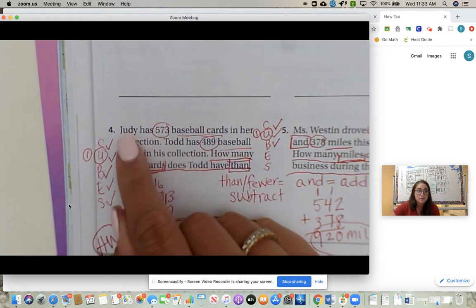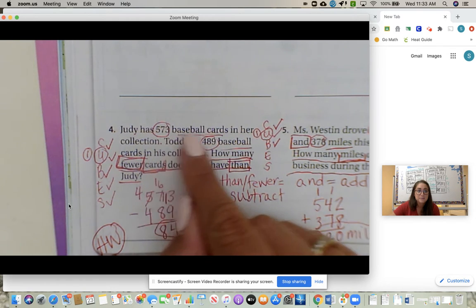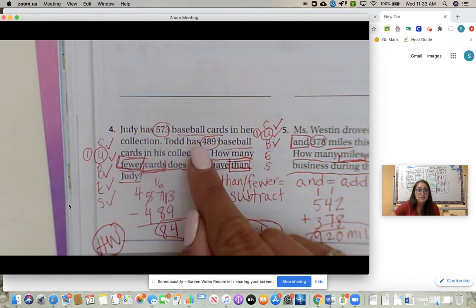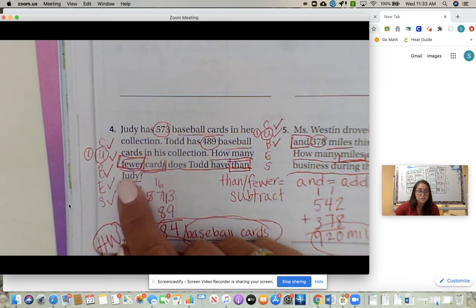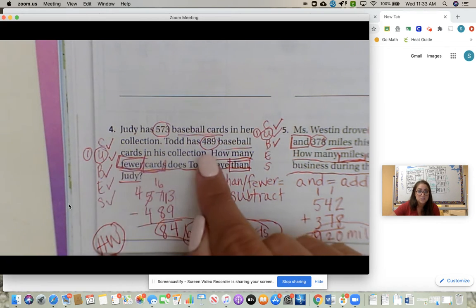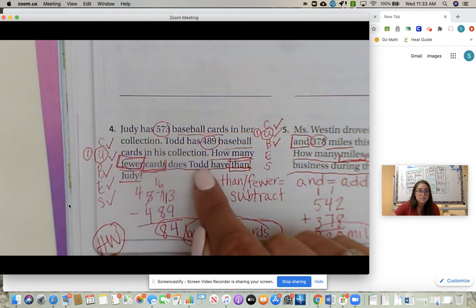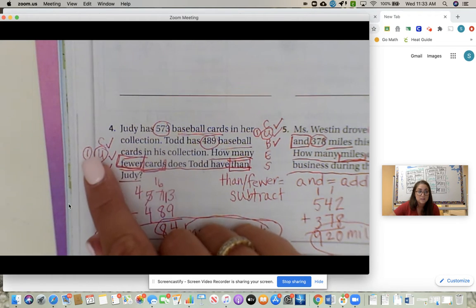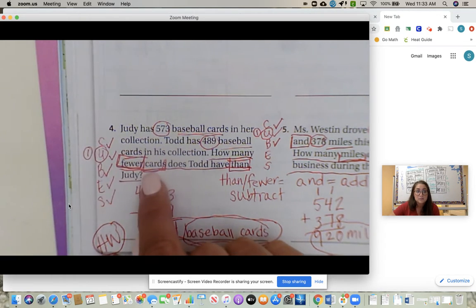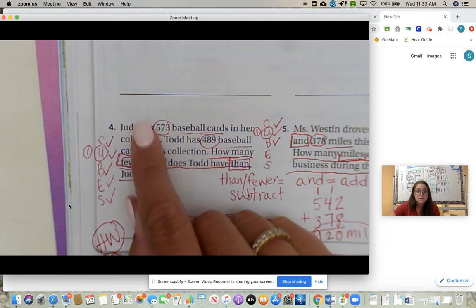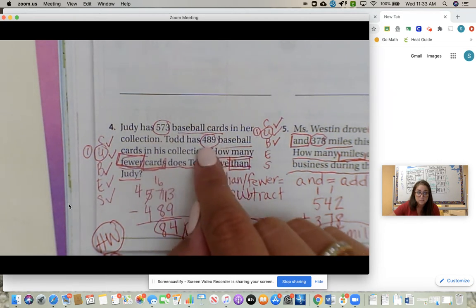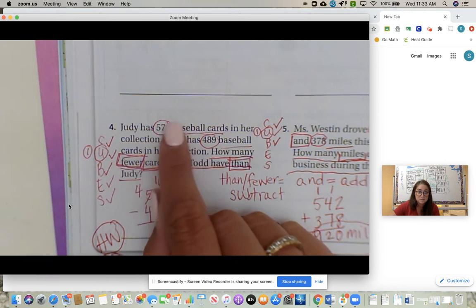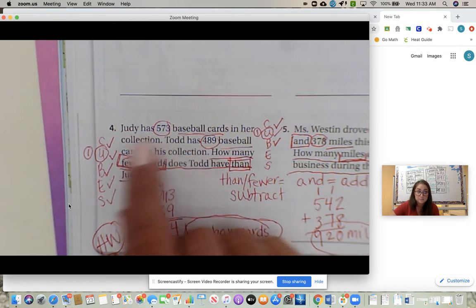All right, so number 4. Judy has 573 baseball cards in her collection. Todd has 489 baseball cards in his collection. How many fewer cards does Todd have than Judy? We first underline the question. Then we jump to circle the key numbers. We are looking for cards. In the problem, I see 573 baseball cards and 489 baseball cards. So we circle those. Those are 2 key numbers.